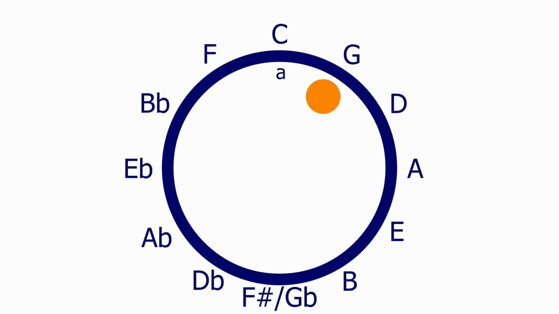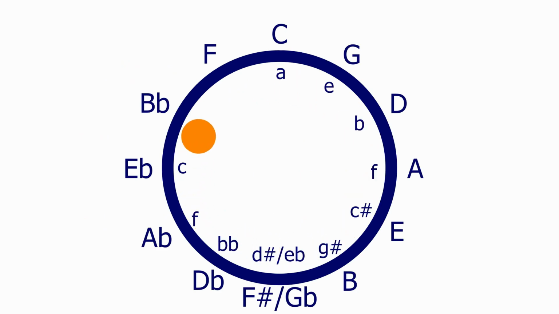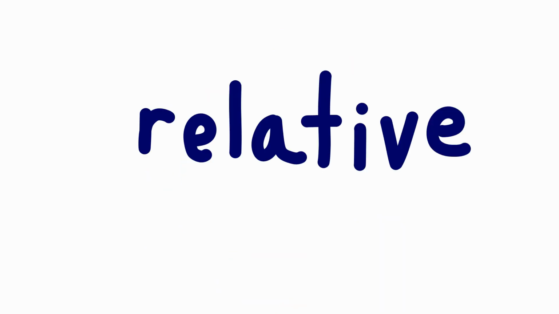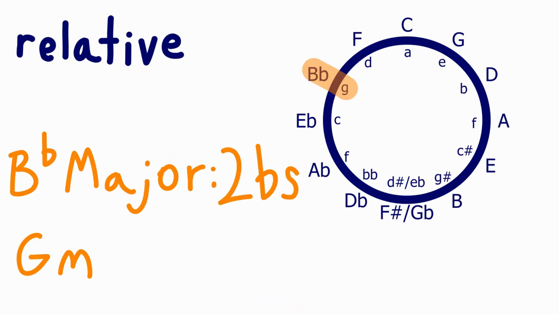Now let's look at minor scales. Now the circle of fifths has a second layer that we've yet to look at. This is the layer of relativity. Every major key has a relative minor that starts on the 6th note of that major scale. So the relative minor of C is A. Minor and major keys that are related have the same number of sharps and flats.